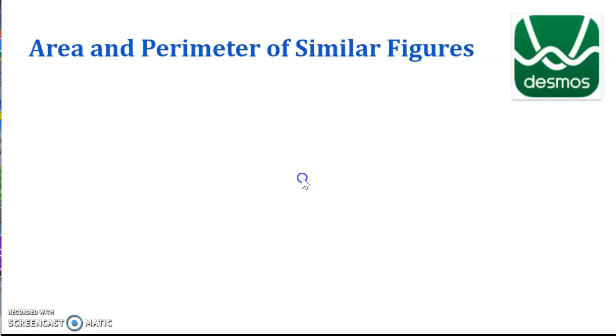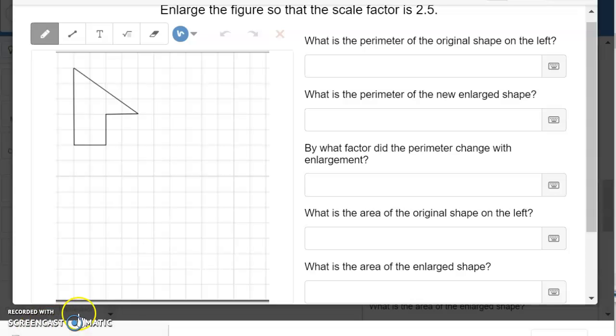So now you're going to be working on the Desmos activity. This is the last Desmos activity. Here we are asked to enlarge the figure so that the scale factor is 2.5. So I have this figure drawn here. I need to enlarge it. That means I need each of the lengths to be 2.5 times its original length.